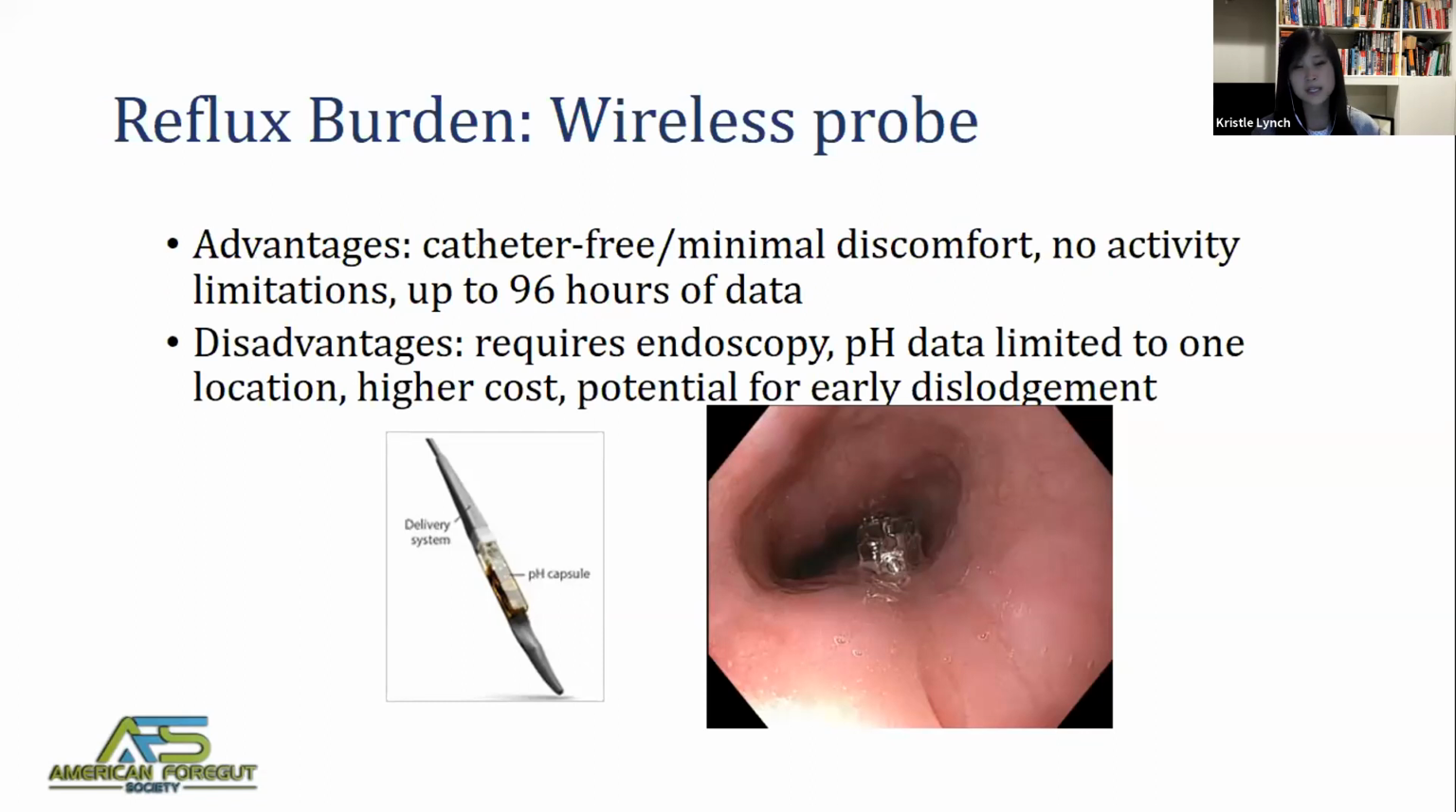So if you think about it, there are many advantages of this. It's catheter free, so minimal discomfort. After the procedure, there are no activity limitations, and we can obtain up to 96 hours of data. The disadvantages are also clear. It requires endoscopy and anesthesia. The pH data is limited to one location. There's a higher cost because the endoscopy and anesthesia are required. And there's also the potential for undetected early dislodgement where, before 48 hours, before 96 hours, the capsule deploys, and then you're stuck basically analyzing stomach data.